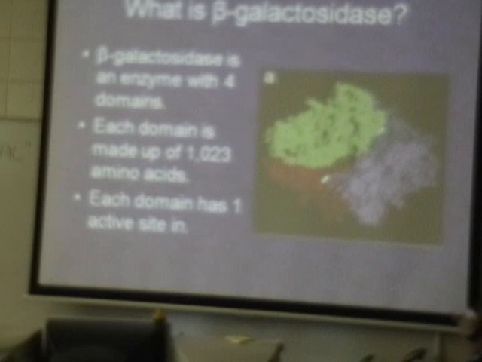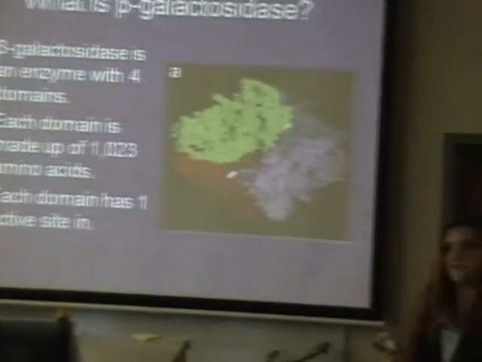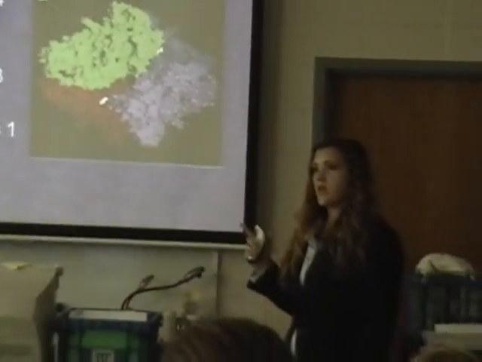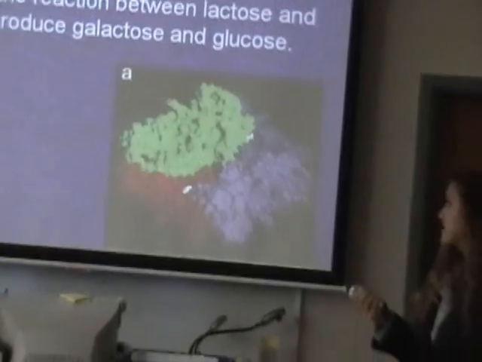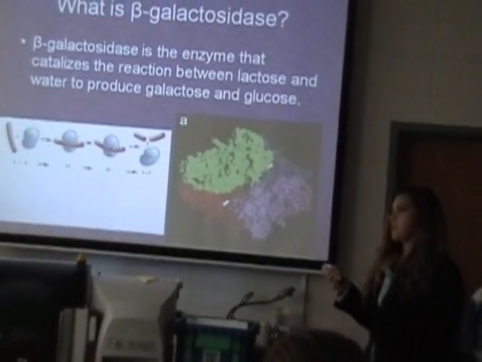Beta-galactosidase has 4 domains. Each of the colors in this picture represents a different domain. Within each of these domains are 1,023 amino acids, and each domain has an active site. Without each of these domains, the reaction could not happen. The enzyme would not work because it would either change shape or wouldn't have all 4 active sites to make a reaction. Beta-galactosidase catalyzes the reaction of lactose plus water to produce galactose and glucose. There's beta-galactosidase and the reaction happens.